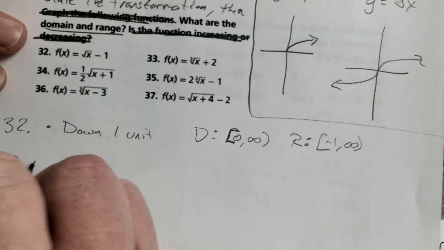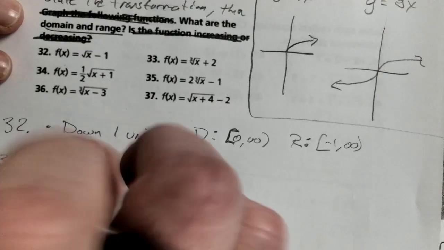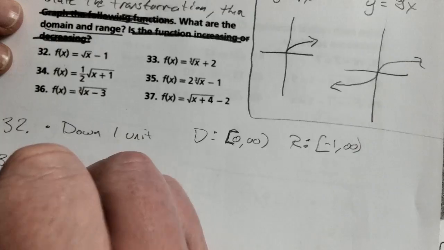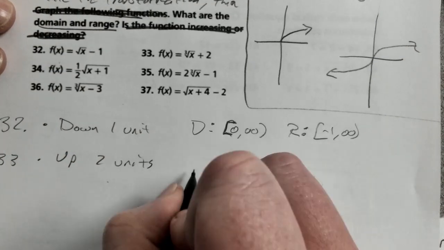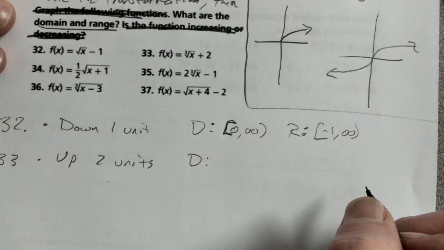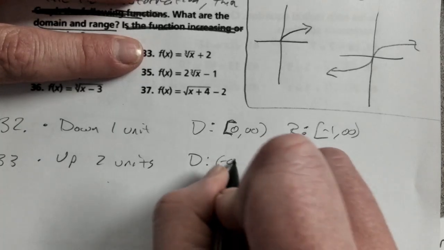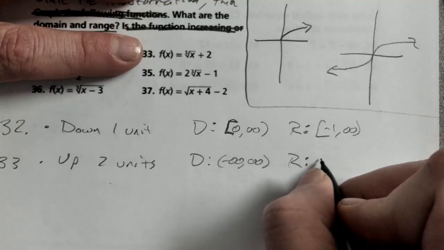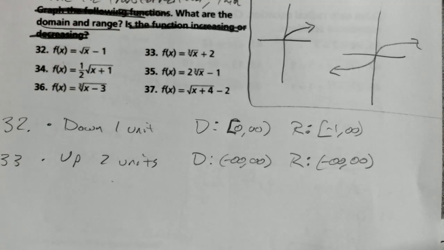All right. 33. Emmett, how many transformations do you see on 33? 1. And what is that transformation? We're going up 2 units. And the domain and range are going to be what, Emmett? Domain? Negative infinity to positive infinity. Good. All real numbers. Range, Emmett? Range is negative infinity to... Oh, don't get stuck there. Oh, what? All real numbers.